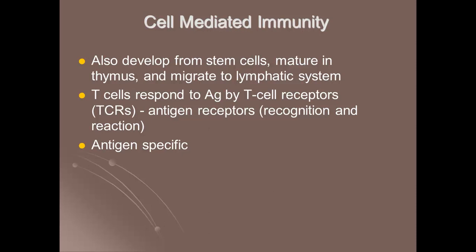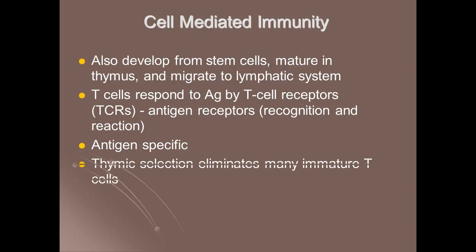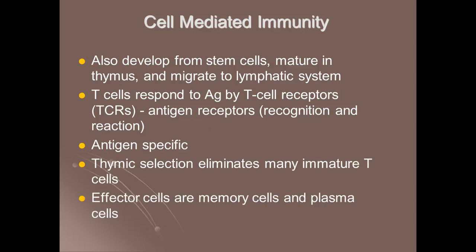The T cells basically differentiate into effector cells when they are stimulated by an antigen. So first, they recognize the antigen, and then you have something called thymic selection, which eliminates many immature T cells, and then those effector cells differentiate into memory cells, not plasma cells. And of course, the regular T cells don't differentiate into plasma cells or antibodies, because they don't make antibodies.